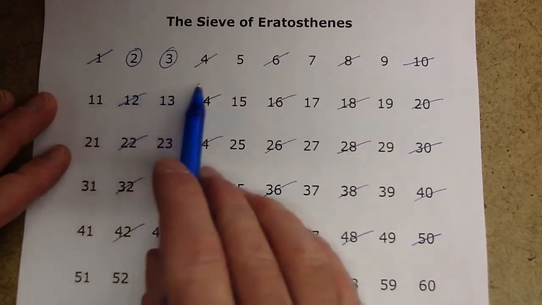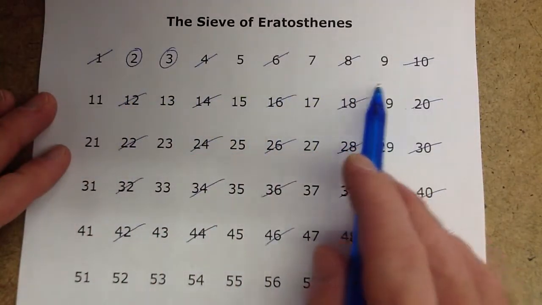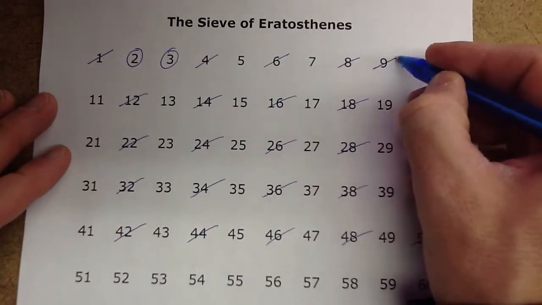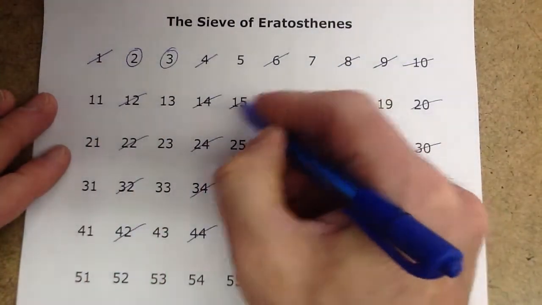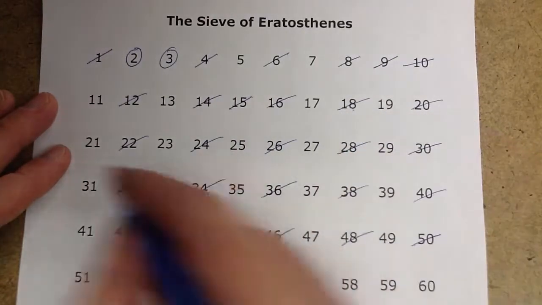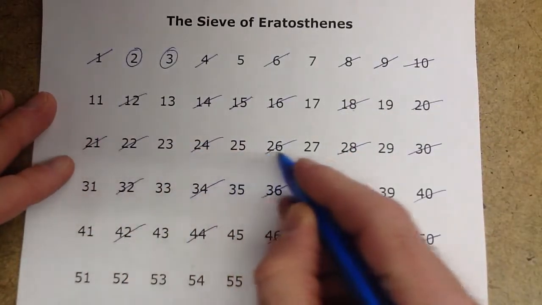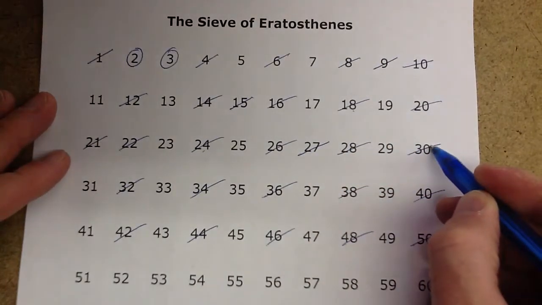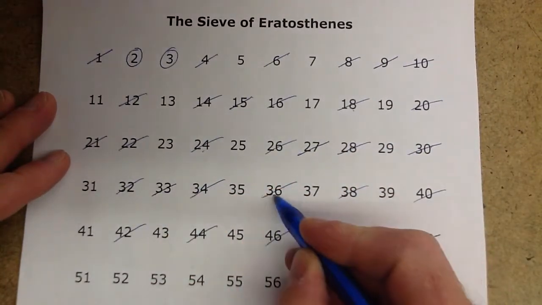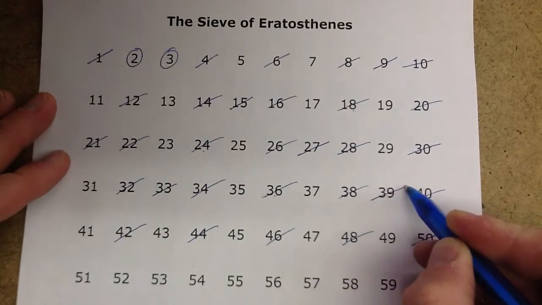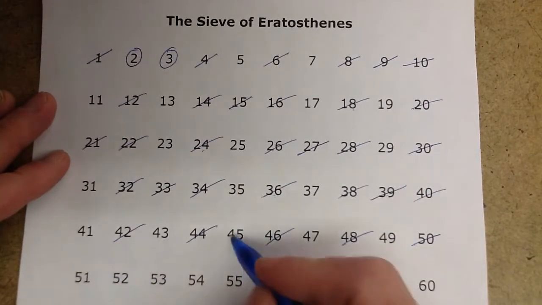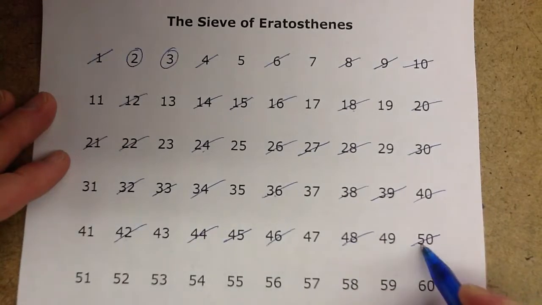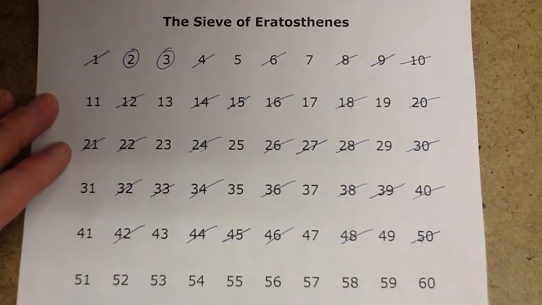Now we're going to go through our list and cross out any remaining numbers that 3 goes into. So 3, or 6, 9, 12, 15, 18, 21, 24, 27, 30, 33, 36, 39, 42, 45, 48, and we're out of numbers.